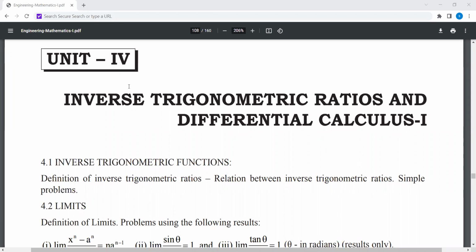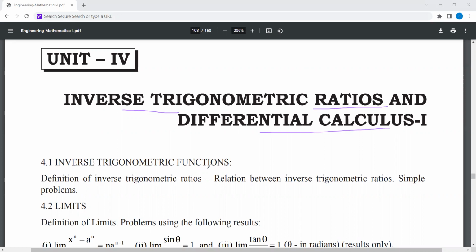Engineering Mathematics Part 1, Inverse Trigonometric Ratios and Differential Calculus.